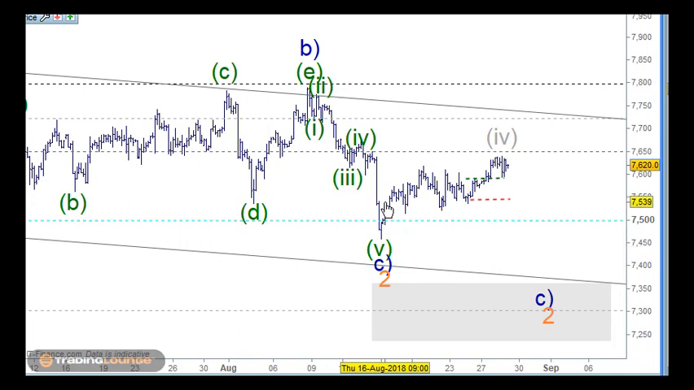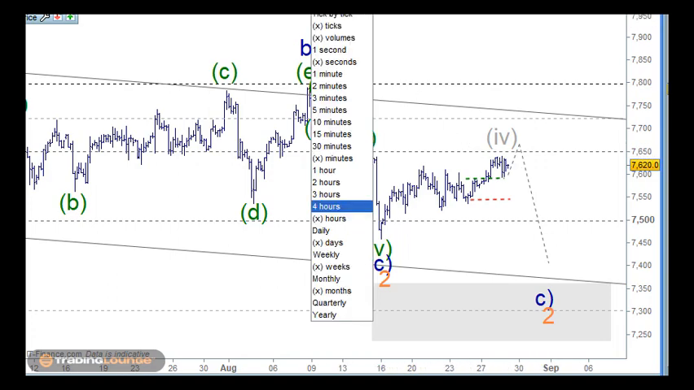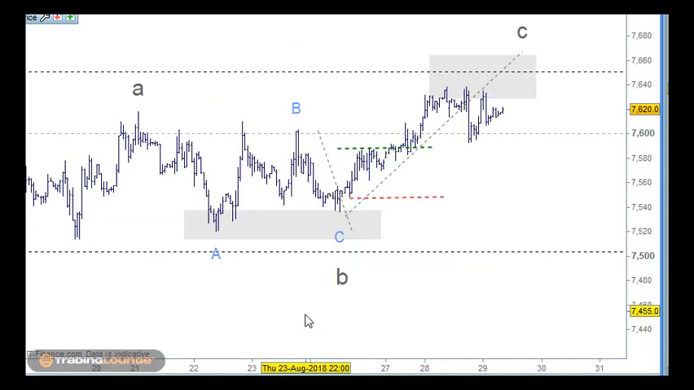But also, I know that this can be counted as an A and a B and a C wave to here, which I think has one more little move, and it can have one more move down here. I just don't know just yet. Let's go to the hourly chart here.